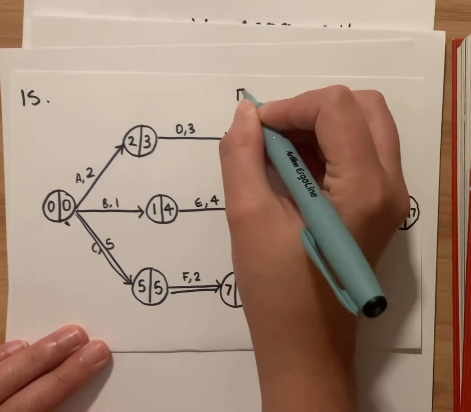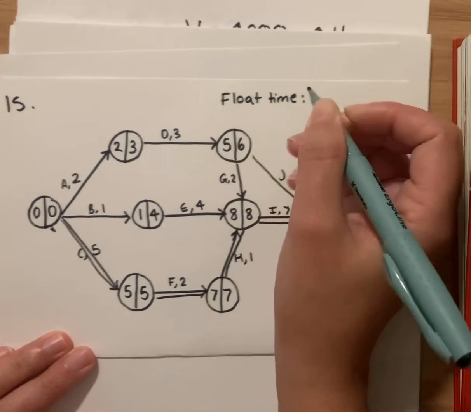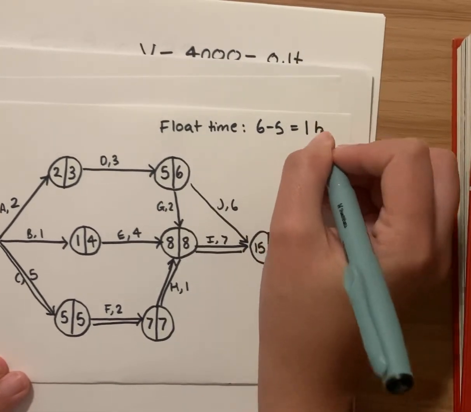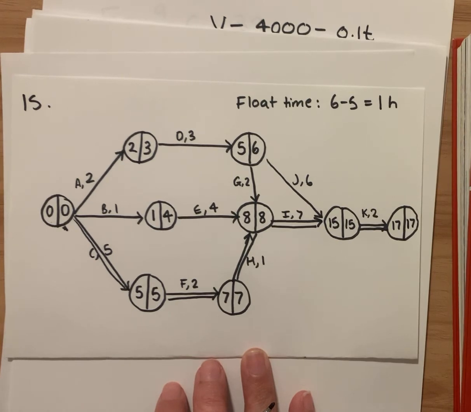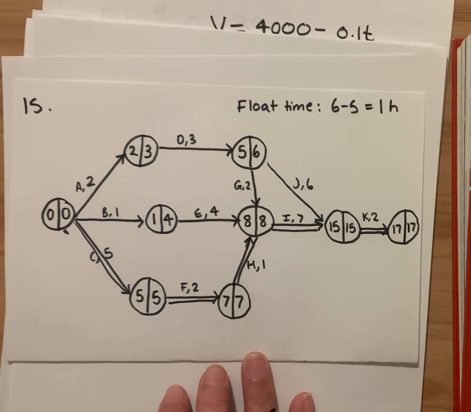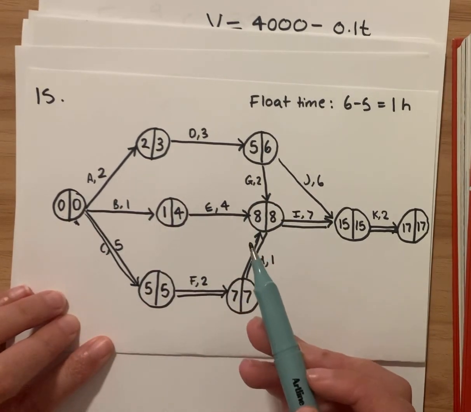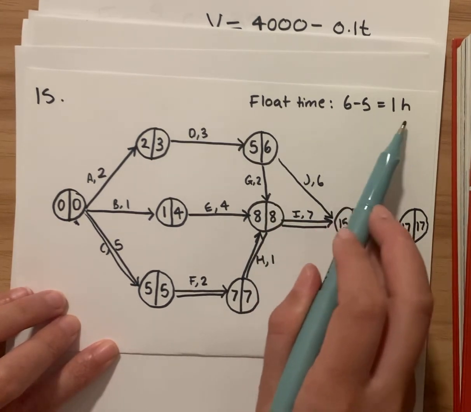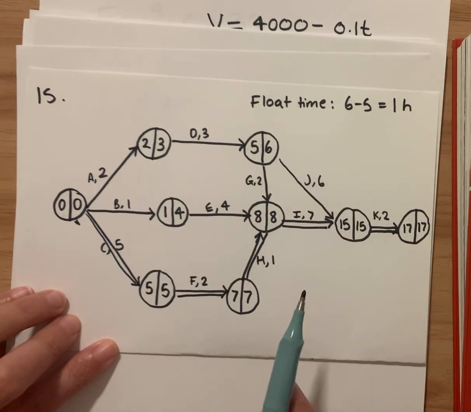So that means it's got a float time of 6 minus 5, or 1 hour. It's got a float time of 1 hour. So that means that we can actually delay this activity by 1 hour and it's not going to affect the total time for this process to be completed. So the question asks us to delay it by 5 hours. So for the first hour, it's not going to affect it. But for the remaining 4 hours, that's going to delay the whole thing by 4 hours, okay?